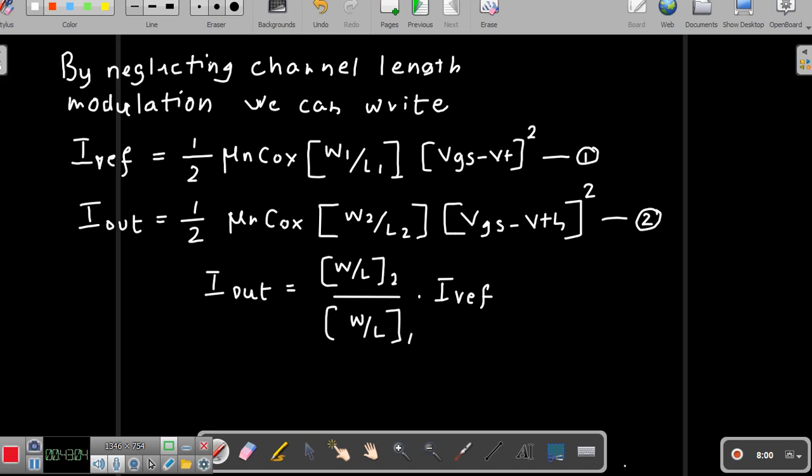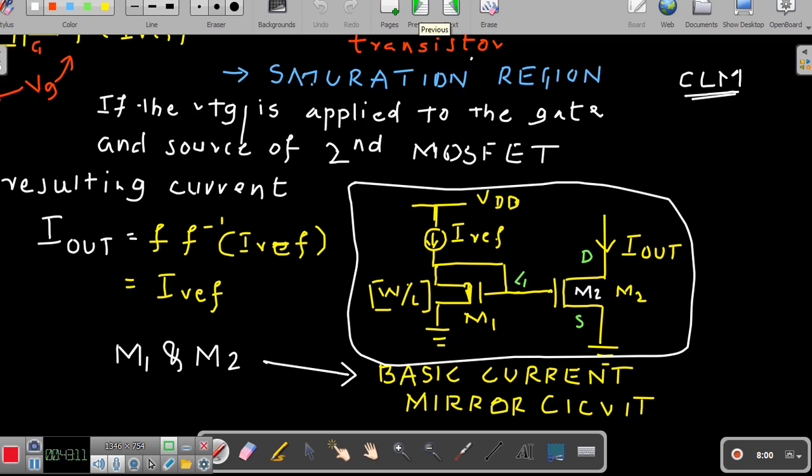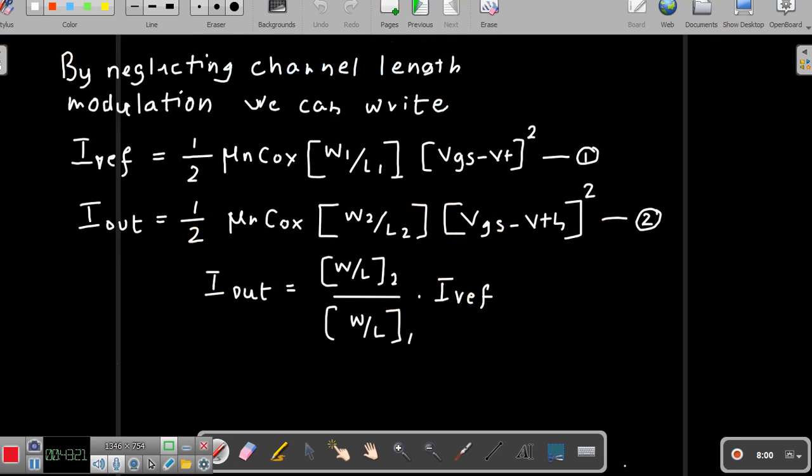So how exactly we arrive at the current mirror circuit we have seen, but here we have made one important assumption, where the channel length modulation factor is neglected. Otherwise, equation number 1 and 2, whatever we have written here, would no longer have been the same had I considered the effect of channel length modulation, right? When I consider the channel length modulation, these equations will not remain as what you are seeing here. It would have been different.